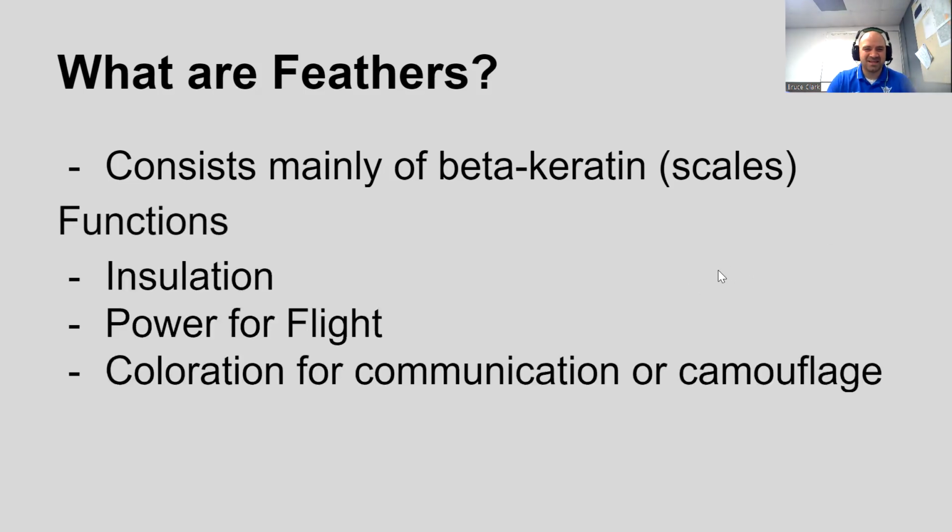They provide a variety of functions. One of the first ones is insulation. Think about the same reason that mammals have hair, other than some of us, but other mammals have hair in order to provide insulation from the cold. Feathers provide this same function for birds. An obvious one is power for flight. If you took all the feathers off the wing of a bird, no bird on Earth would be able to fly. So they're crucial there.